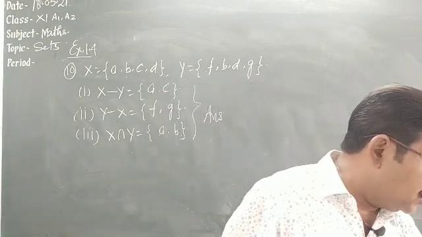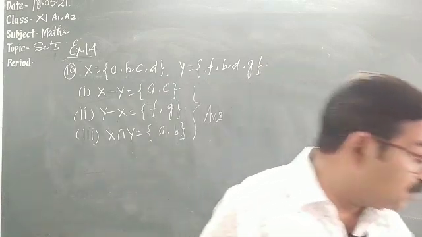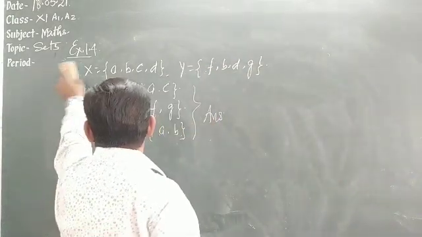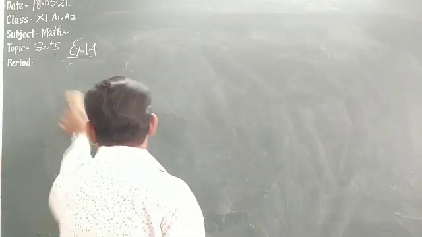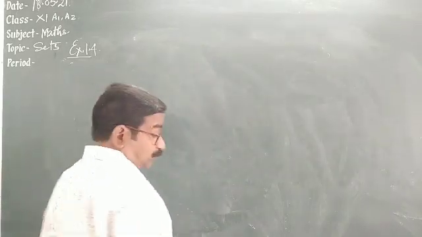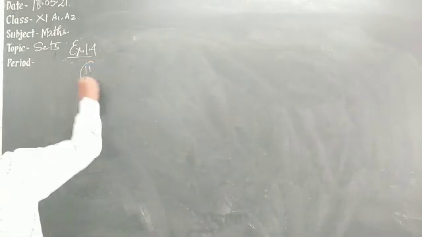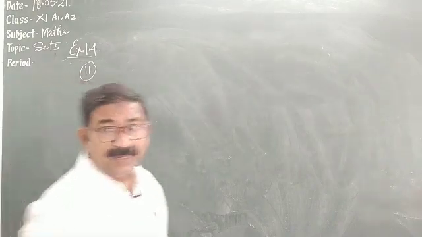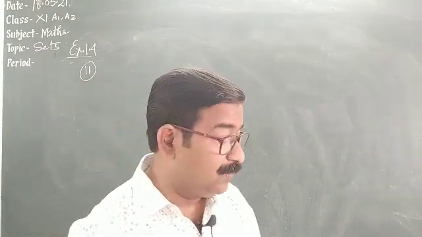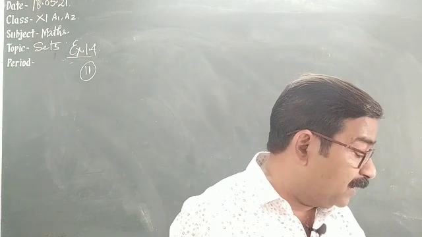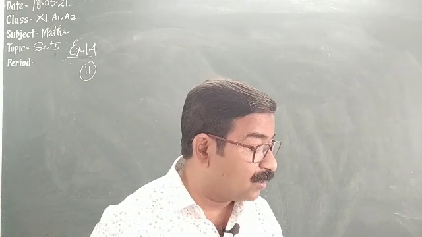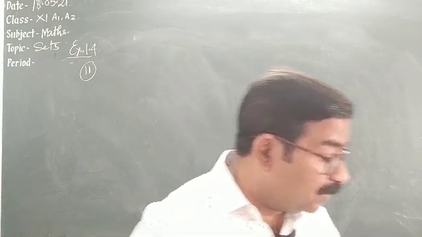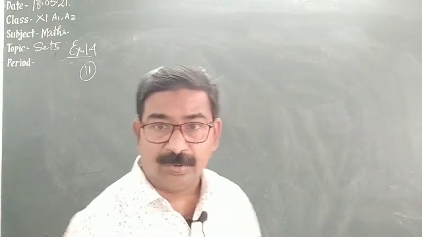Now question number 11 and 12 are very simple questions. I am explaining this and you can write the answer yourself. In question number 11, we are given R is the set of real numbers and Q is the set of all rational numbers. Then what is R minus Q? Try to understand.